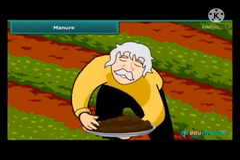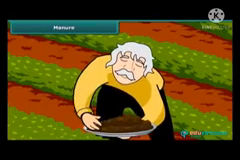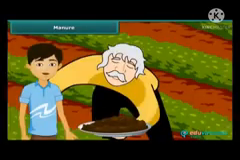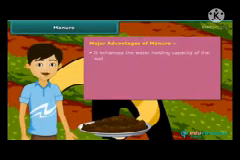Farmers therefore add manure to the fields to replenish the soil with nutrients. This process is called manuring. Now let us look at some of the major advantages of organic manure. Manure enhances the water-holding capacity of the soil.